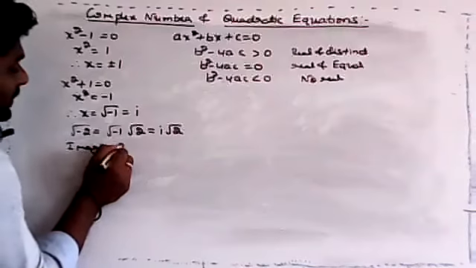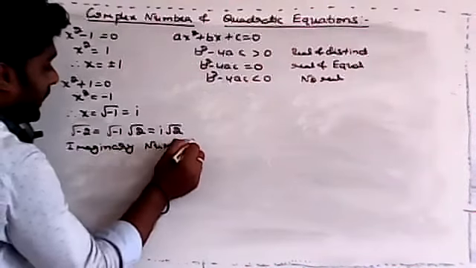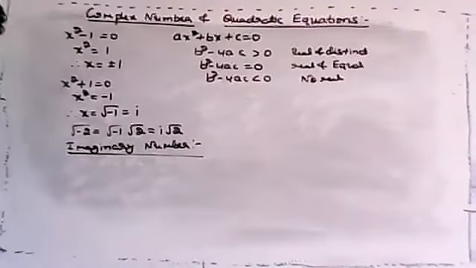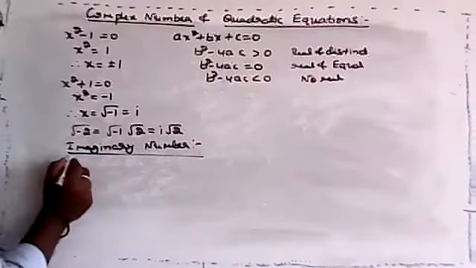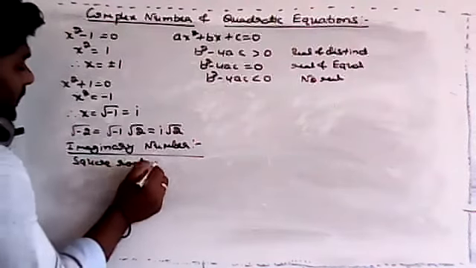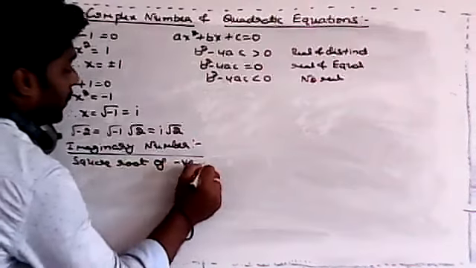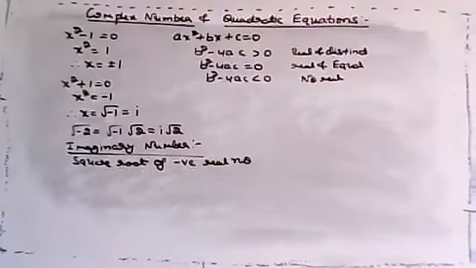Now we move on to the definition of an imaginary number. An imaginary number means the square root of a negative real number. The square root of a negative real number is called an imaginary number.